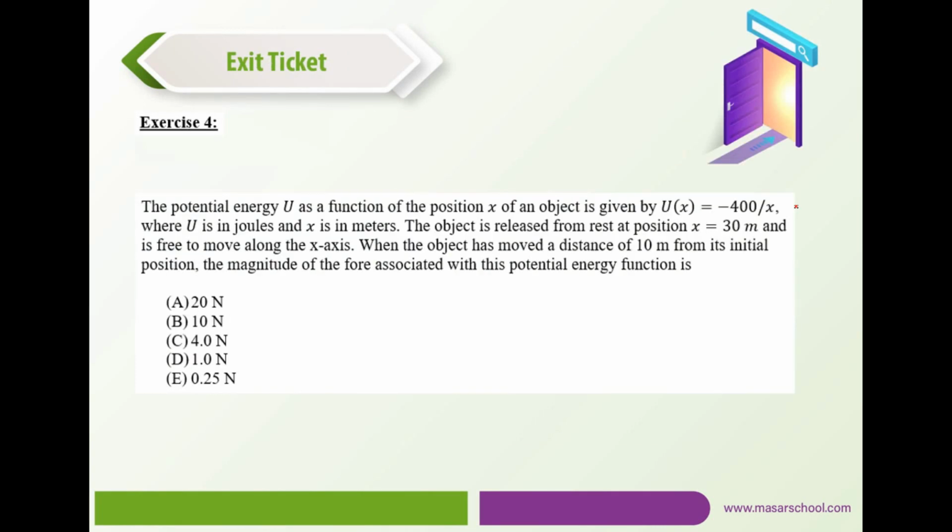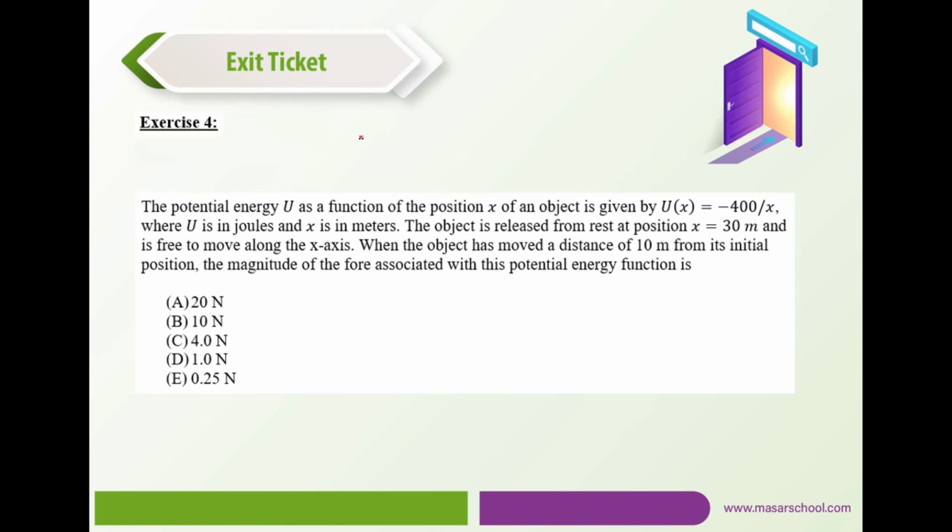Now exercise 4 as an exit ticket. The potential energy U as a function of the position x of an object is given by U(x) is minus 400 over x, where U is in joules and x is in meters. The object is released from rest at position x equals 30 meters and it's free to move along the x-axis.